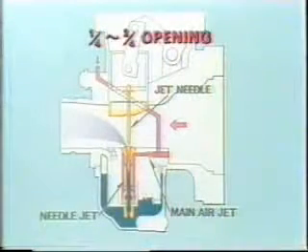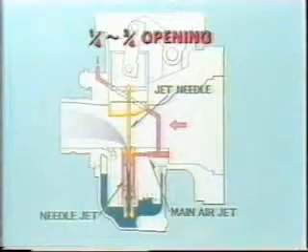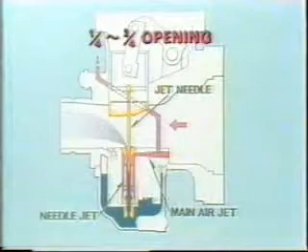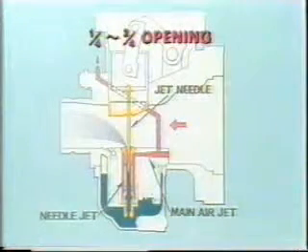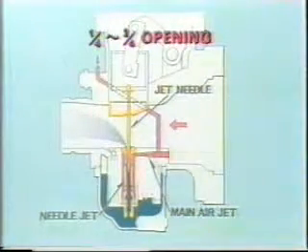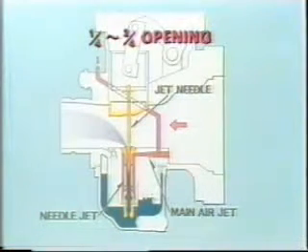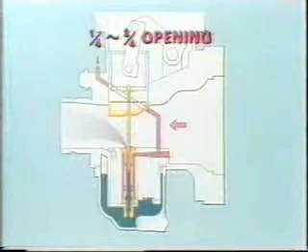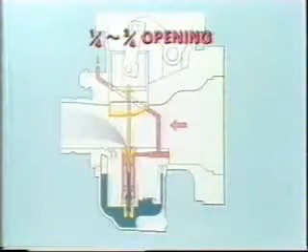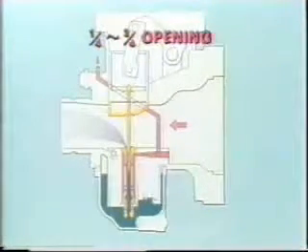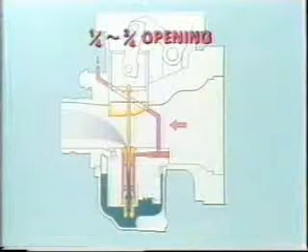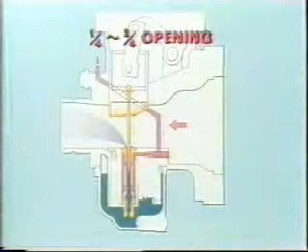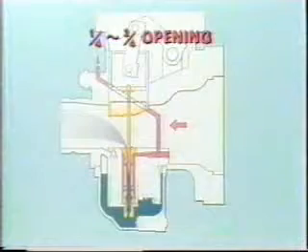When the throttle is open from 1/4 to 3/4, the vacuum at the main nozzle further increases. As a result, the fuel amount is controlled by the jet needle and the needle jet. The fuel amount is controlled by the clip position and the degree of the taper of the jet needle, and by the inside diameter of the needle jet. Generally, it is controlled by the clip position. As the position is higher, the fuel amount is decreased. As it is lower, the fuel amount is increased.